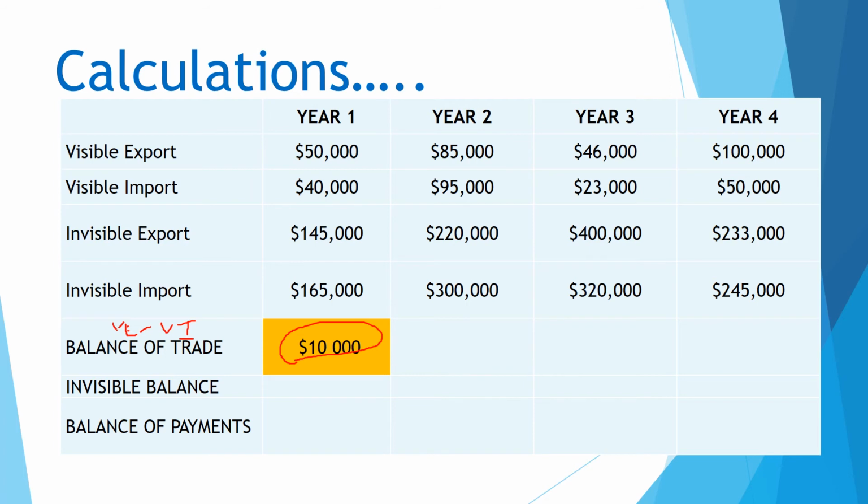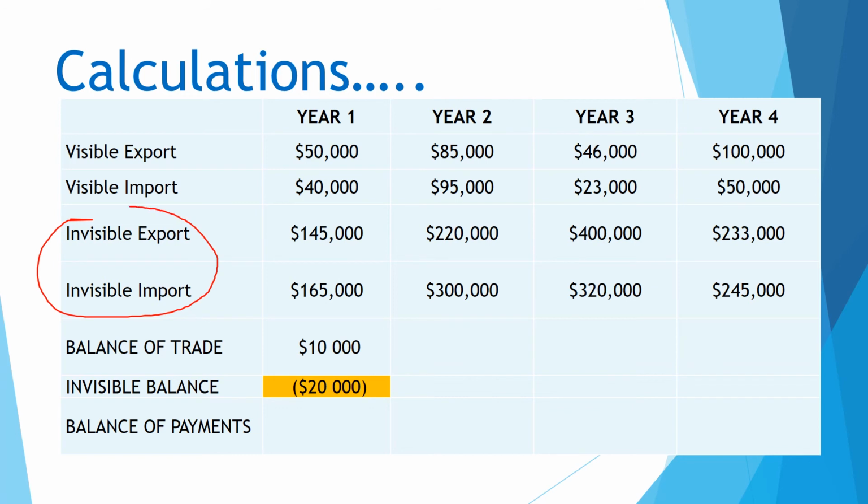Now find the invisible balance. If you remember, invisible balance deals with invisible figures. So these are your invisible figures. As I mentioned earlier, exports are supposed to be written first. So our invisible export is 140,000 and our invisible import is 165,000. When we take that away, that's going to give us negative 20,000.